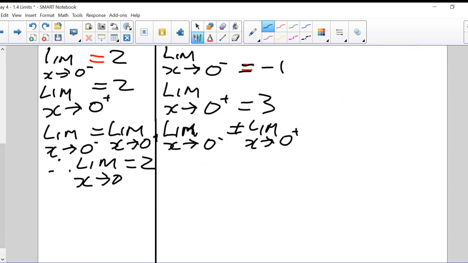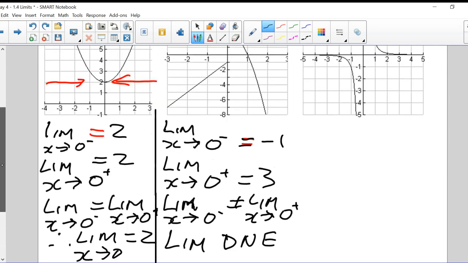So what we would simply say is that the limit does not exist. DNE. There is a left-handed limit, there's a right-handed limit, but because the two are not in agreement, we say that the limit does not exist.